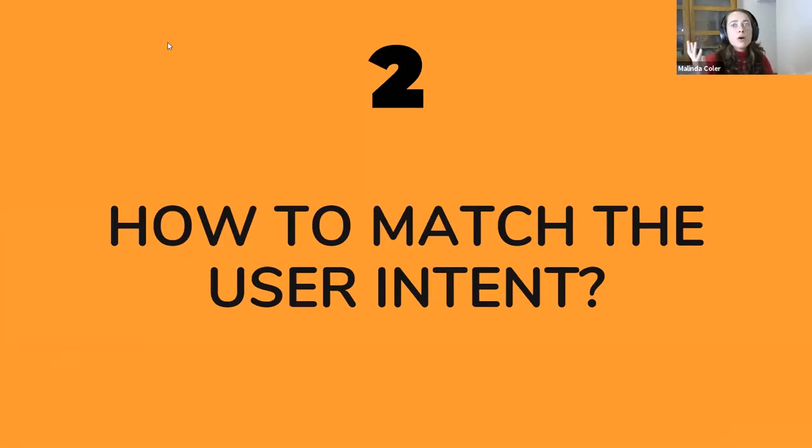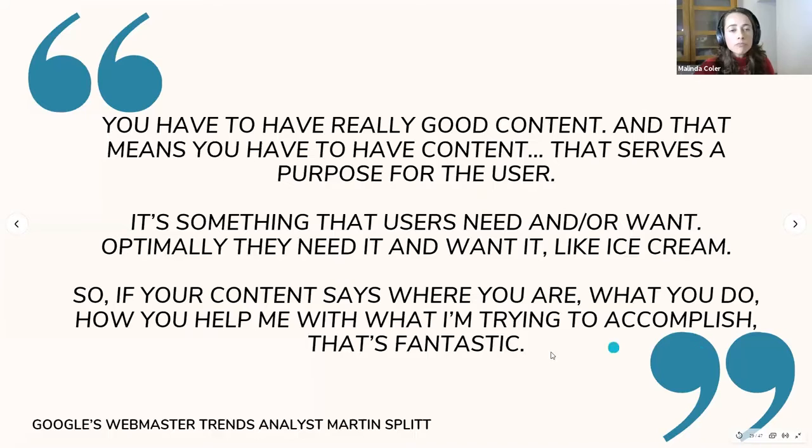What do I talk about when I refer to great, relevant content? What is that? Well, I was reading an interview yesterday with Google's webmaster trends analyst, a guy who works at Google called Martin Splitt. And what he said is, let's read that together. You have to have really good content. And that means you have to have content that serves a purpose for the user. It's something that users need or want. Optimally, they need it and want it like ice cream.